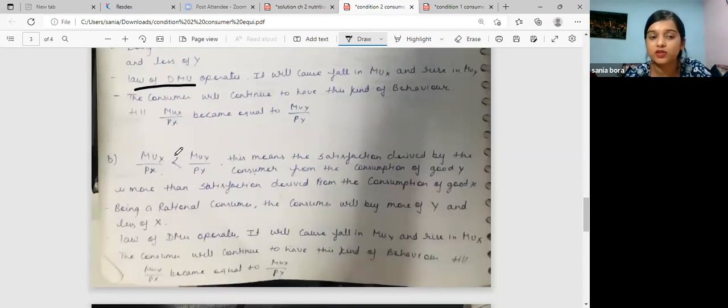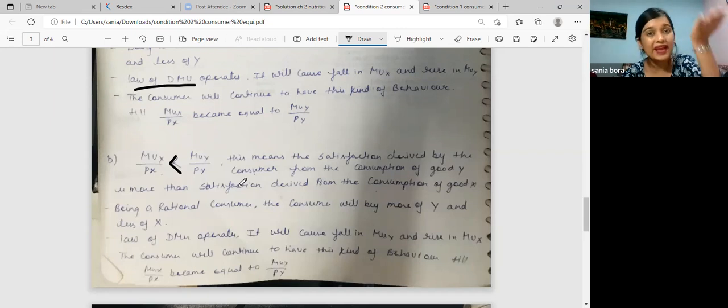Similarly, for condition B, when MUY upon PY is greater, this means now the consumer is getting more satisfaction from Y product as compared to X product. So what will he do? He will consume more of Y good and less of X good. Law of DMU will operate. Now MUX will start increasing, but MUY will start falling. This behavior will remain the same till MUX upon PX becomes equal to MUY upon PY. Clear?